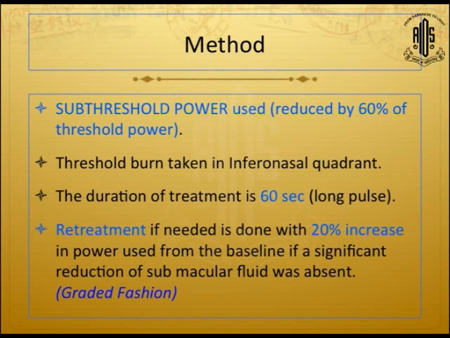So subthreshold power means we are reducing the power by 60% of the threshold power. Threshold power is usually determined first in the inferonasal quadrant, and whenever we see a light graying or light blanching, or even if the patient complains, minimal blanching would be the threshold power. That is a very important step, because if we find a slightly higher threshold power, reducing it by 60% may not be a good, committed reduction.